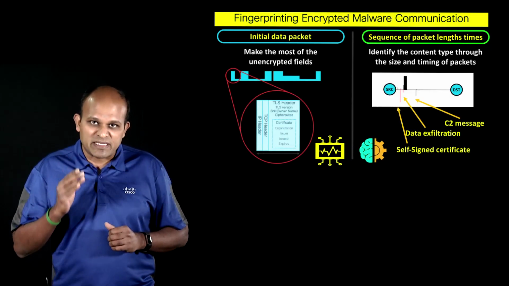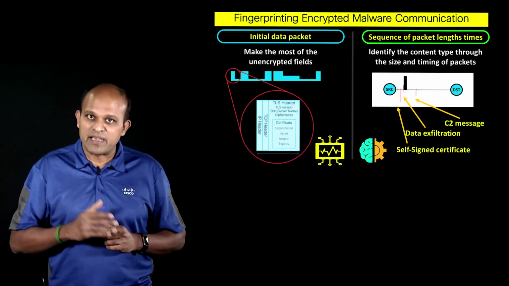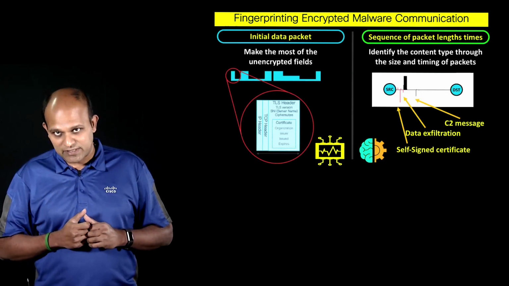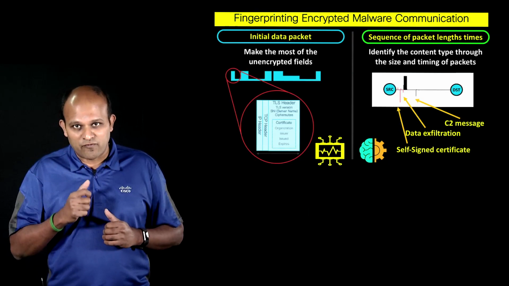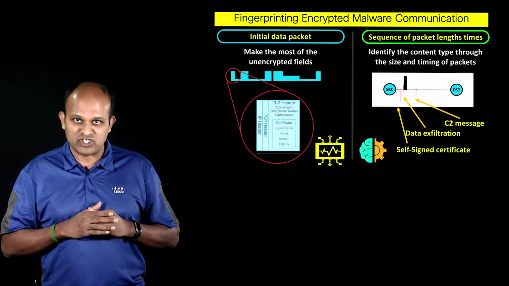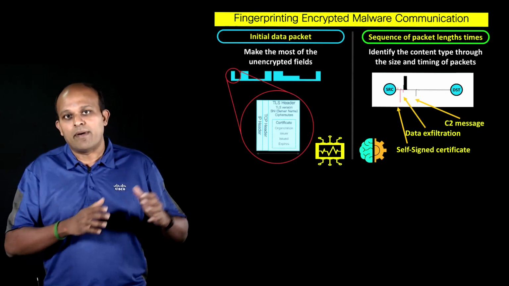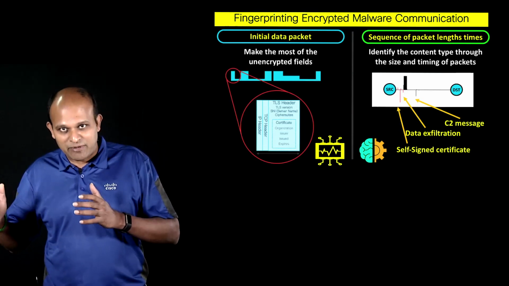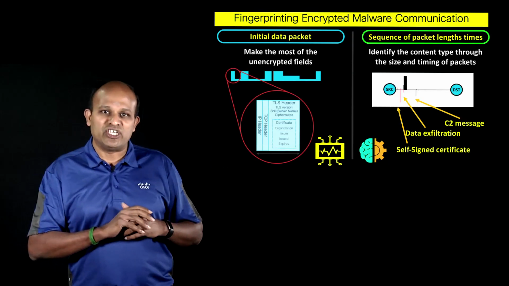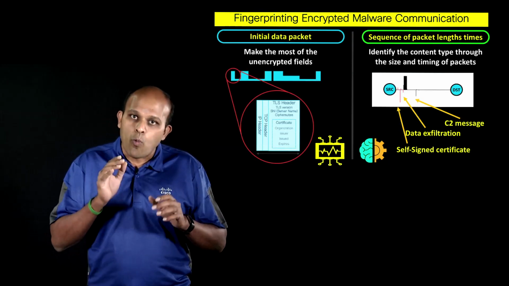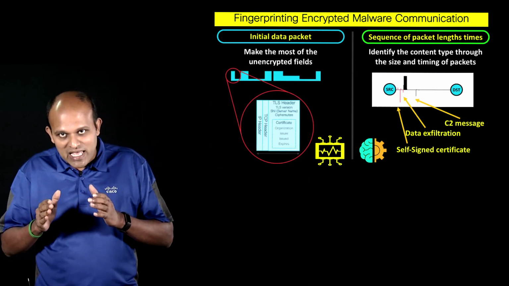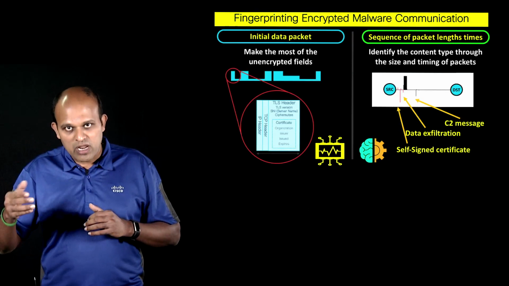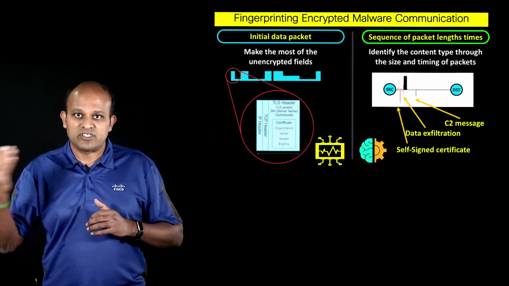There are two specific features that helped in fingerprinting the malware: the initial data packet and the sequence of packet lengths and times. The initial data packet of a flow is a critical piece of information that helps us learn more about the TLS client. While the actual TLS application session is encrypted end-to-end, the initial TLS exchanges happen in clear text. When a TLS connection is established, the client will send a client hello packet to the server. This is followed by a server hello message from the server to the client.